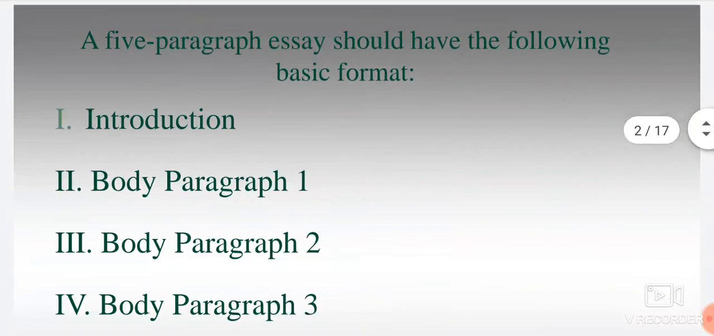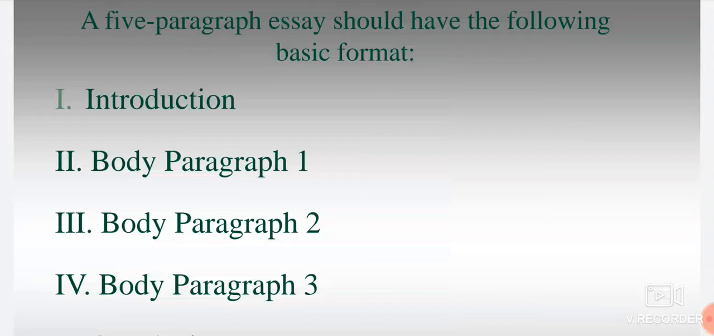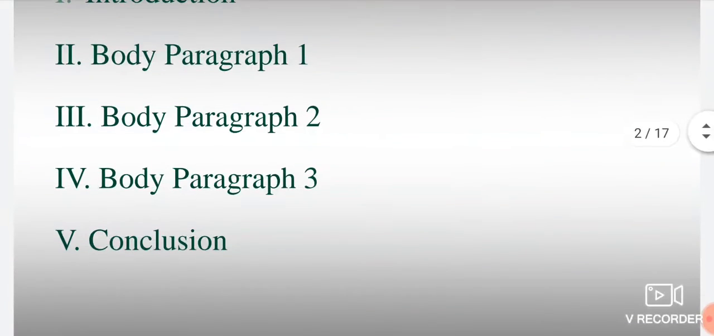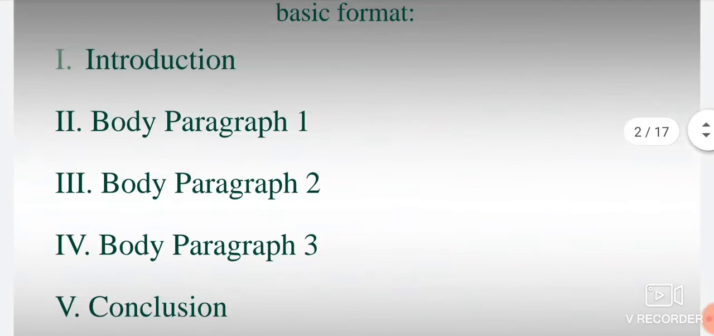And just to give you the overall format of what a 5-paragraph essay should look like, it should have an introduction, body paragraph 1, body paragraph 2, body paragraph 3, and a conclusion. So when you're writing your essays for English class and for your end of course testing, you want to make sure that you have these 5 components when writing your paragraph.